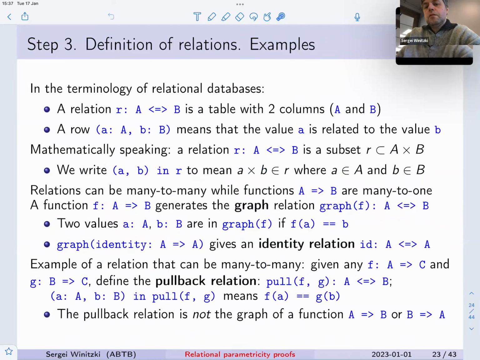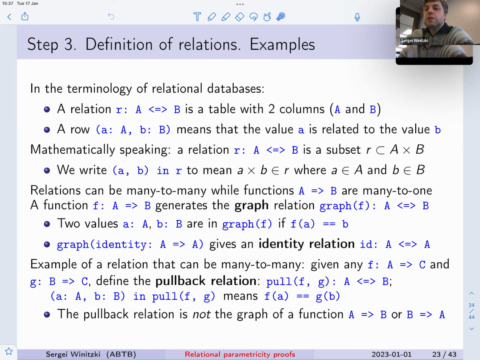So now let me define a little more formally what relations are. Programmers are familiar with relational databases, where a relation between A and B is just a table with two columns. The values in these columns must be of types A and B. And then a row in the table means that the value A is related to the value B. So the table contains a certain number of rows, and each row gives one particular pair, and all the rows give you all the pairs that are in the relation.